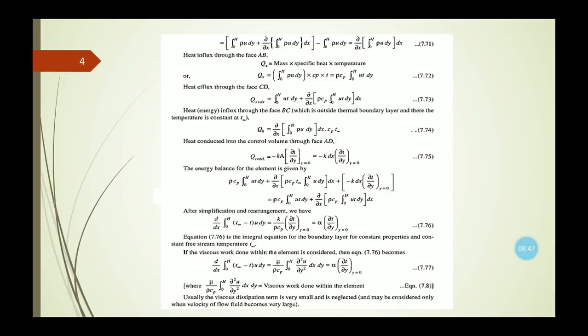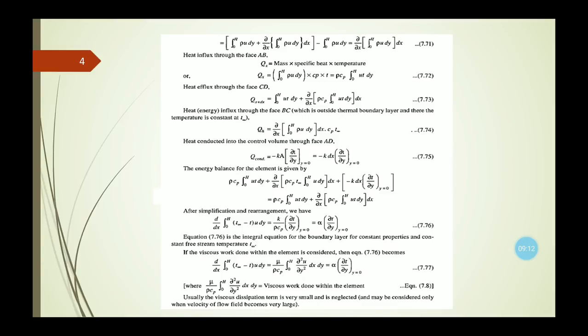Again, the heat conducted into the control volume through the face AD, which is the bottommost side of the considered control volume. In that case, Q conduction equals minus K dx del T del y at y equals 0. So this equals minus K dx del T del y at y equals 0.